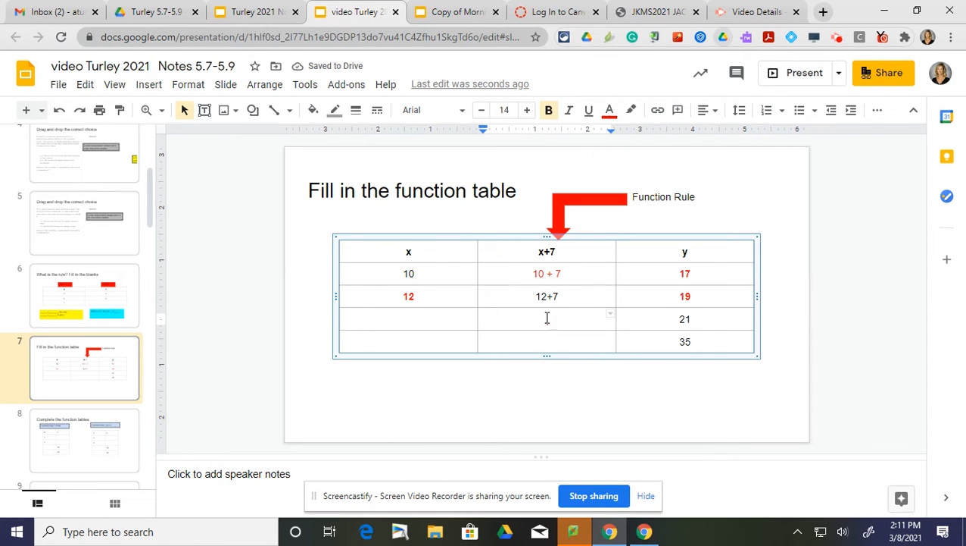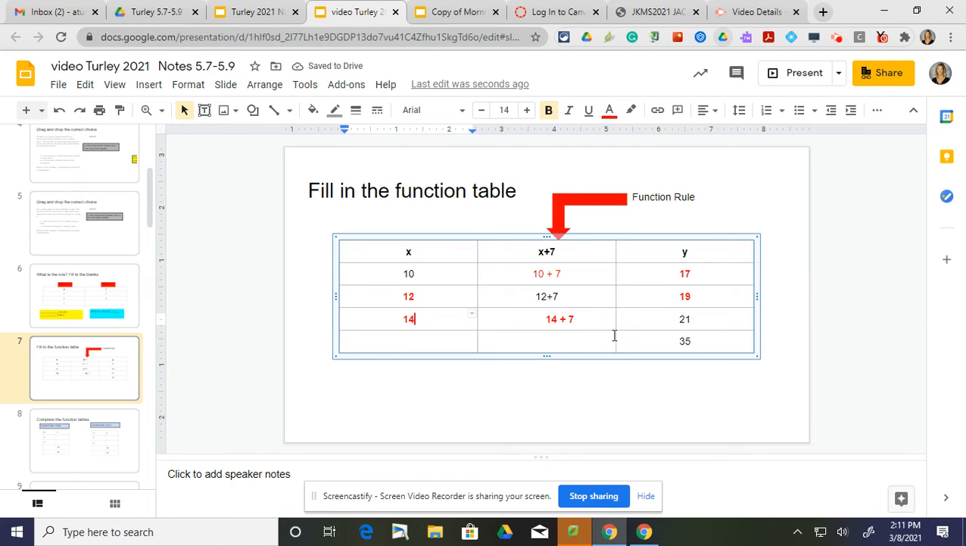Okay, here I don't have anything except the answer. The output is 21. So we have to think what plus 7 would be 21, or in other words, 21 minus 7, which would be 14, sorry. So 14 plus 7. So my x, or my input, is 14.